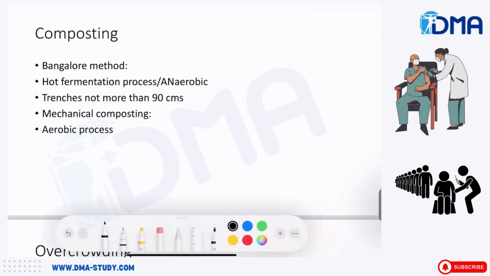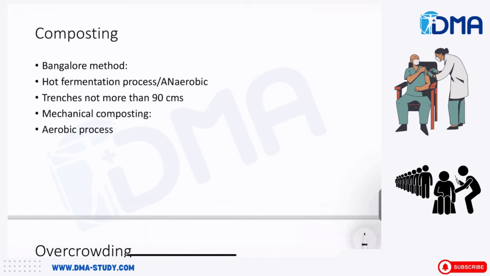Composting. See, in composting, you have two methods. One is Bangalore method. One is mechanical composting. So the question is, in Bangalore method, you have hot fermentation process and it is anaerobic. This is the question which you will get. Bangalore method is anaerobic, while mechanical composting is aerobic. In Bangalore method, the trench is not more than 90 centimeters.